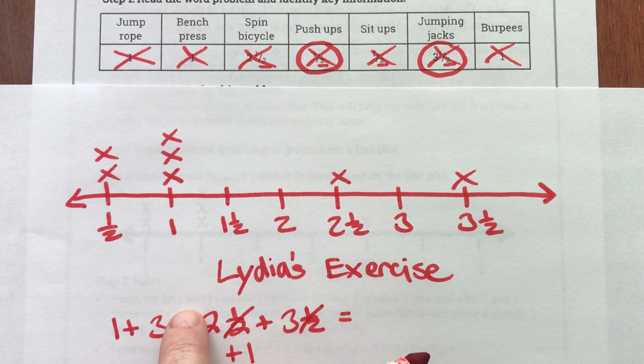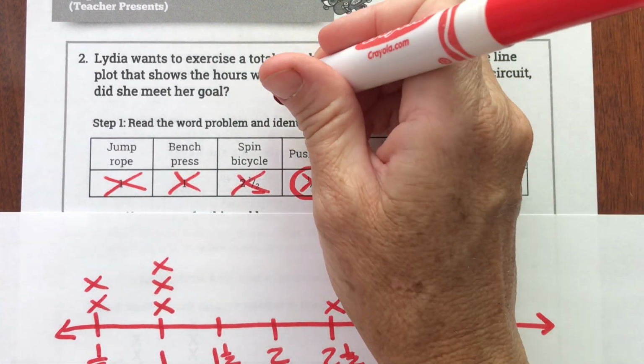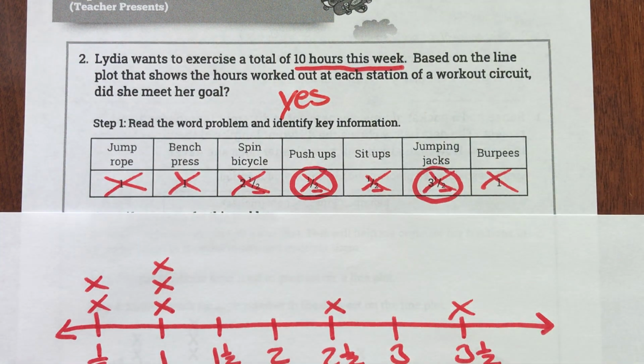So I have 1, 2, 3, 4, 5, 6, 7, 8, 9, 10. I have 10 exactly. So my answer would be, yes, she met her goal. She just made her goal with exactly 10 hours. Okay, so let's see another one.